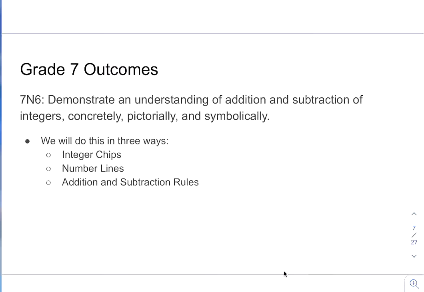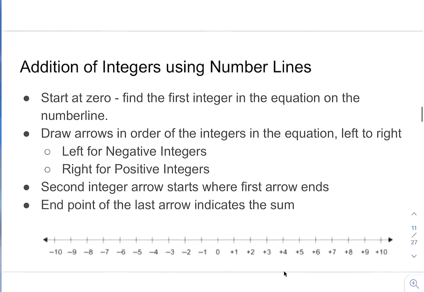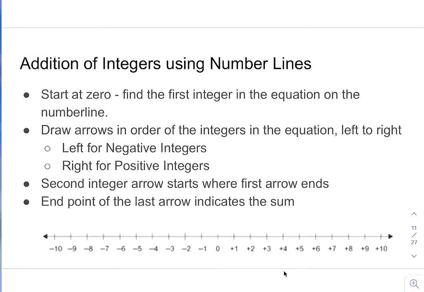This video will talk about adding integers using number lines. So let's go down here to our rules. So how we're going to show addition of integers using number lines. The first thing, we always start at 0.